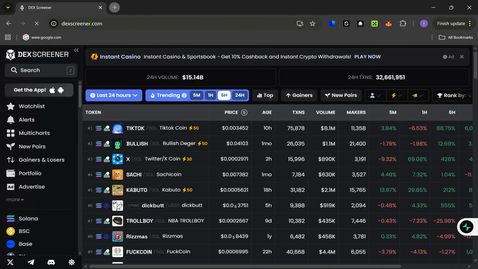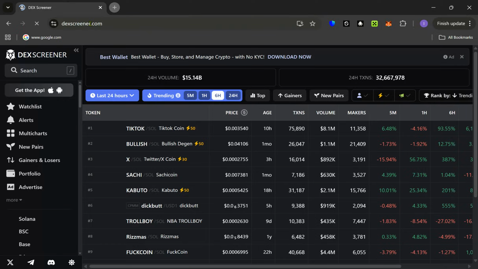Actually, this is how it works. This is how it looks with the default settings. Everyone who visits DEX Screener will see it like this, unless they have a custom setup. So today we are going to talk about the filters, right?